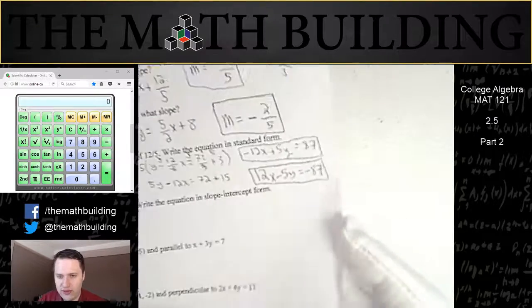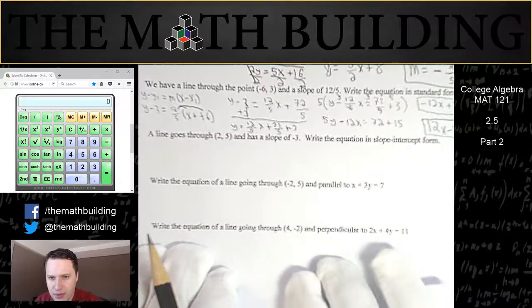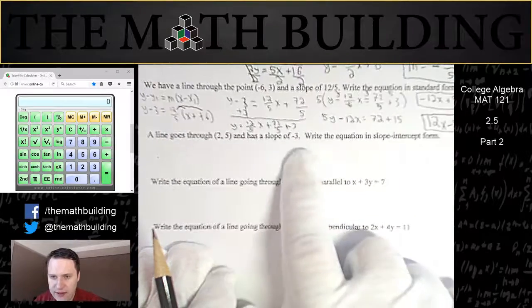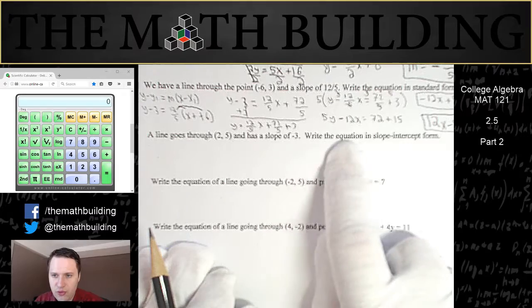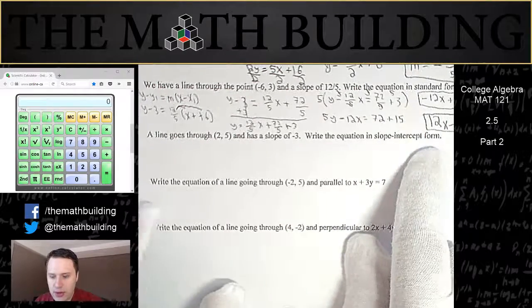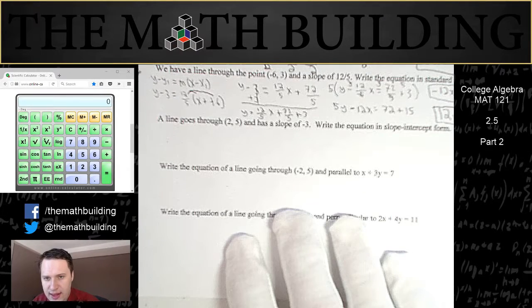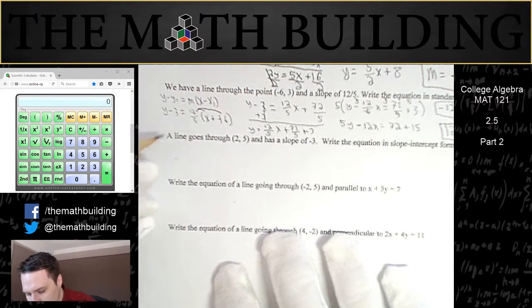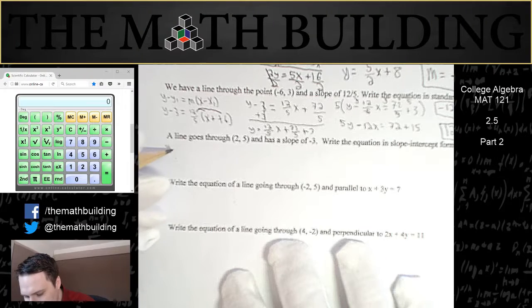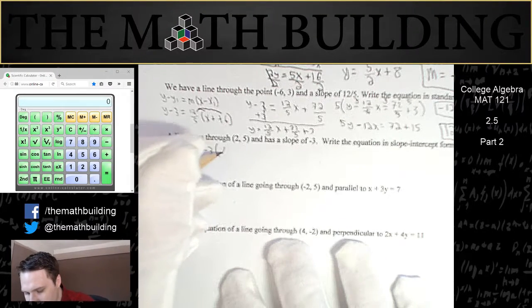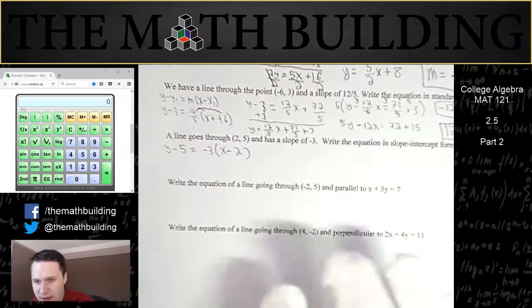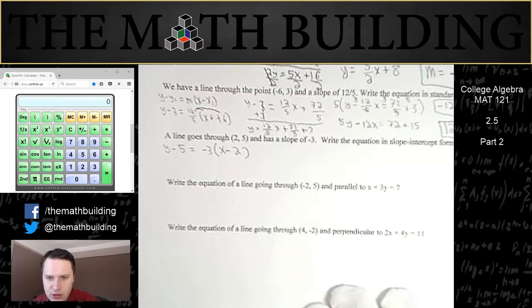Let's see how to put one in slope-intercept form. It says a line goes through 2, 5 and has a slope of -3. Write the equation in slope-intercept form. We're going to use this formula again because we have a point and the slope. It's going to be y minus the y value is equal to our slope times x minus the x value. That's how you put this information in point-slope form, and you do need to memorize how to do that.